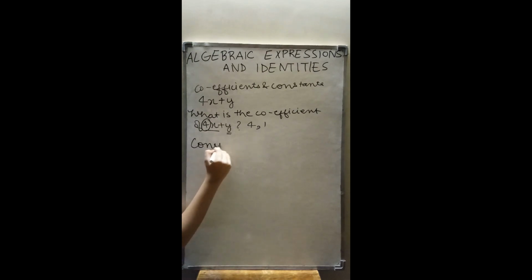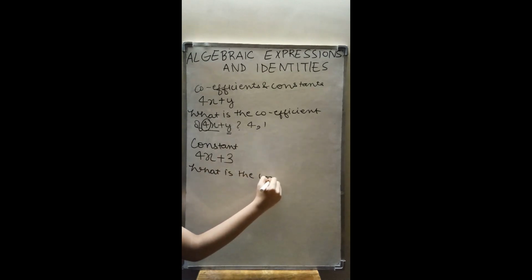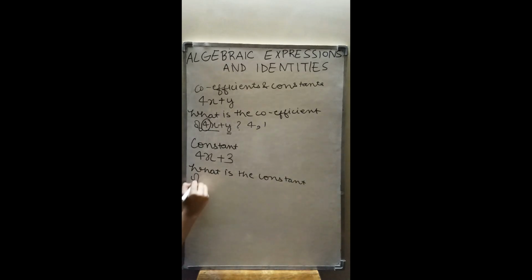Now what is a constant? Let's say I'm writing 4x plus 3. Now somebody asks you what is the constant of 4x plus 3. Now a constant is a number, but a condition is there, and that condition is that it should be without a variable. This 4 is with the x variable, so it is not a constant. A constant is a number without a variable. So what is the constant of the expression 4x plus 3? It is 3.